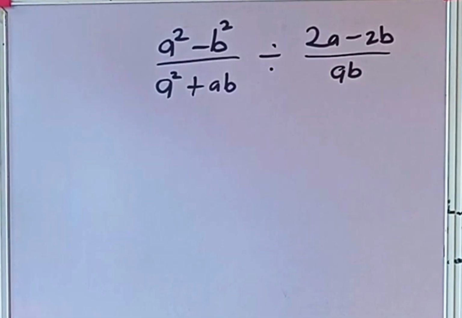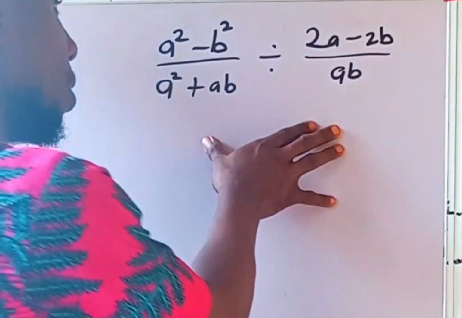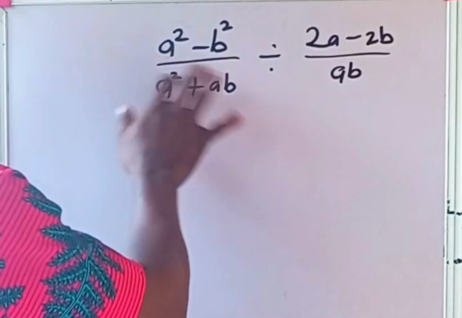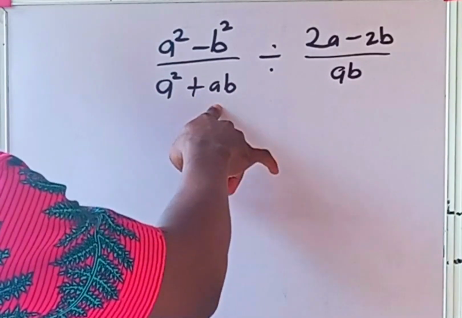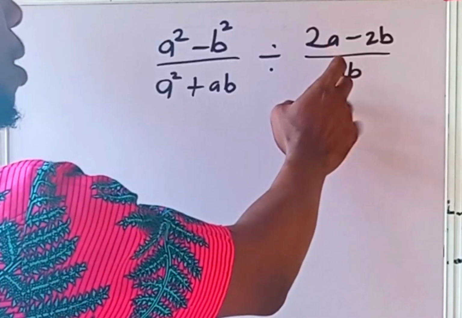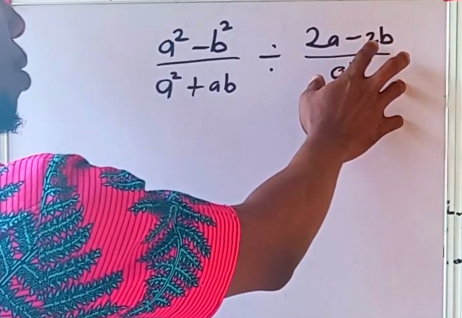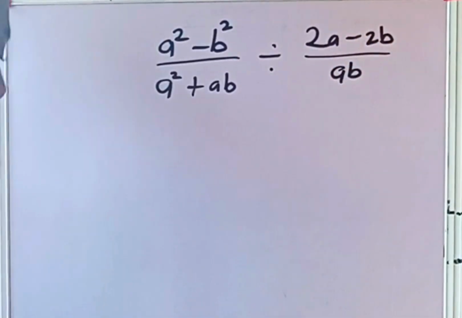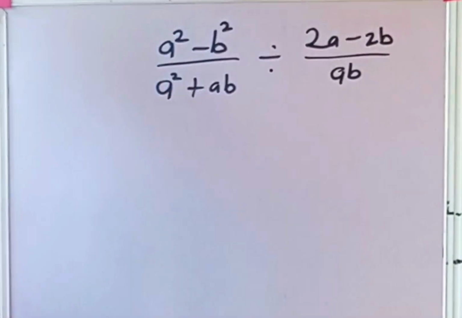Alright guys, we have an algebraic equation on the board. (a² − b²) over (a² + a + b), divided by (2a − 2b) all over ab, alright? So when you have an algebraic equation like this, what we need to do is to simplify the equation.